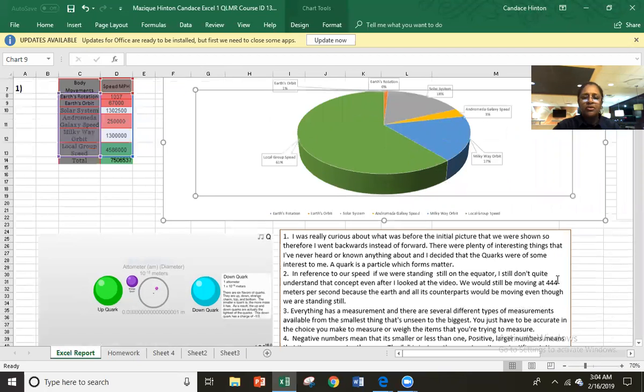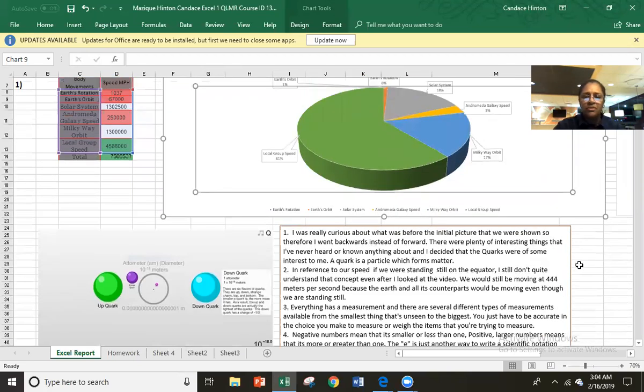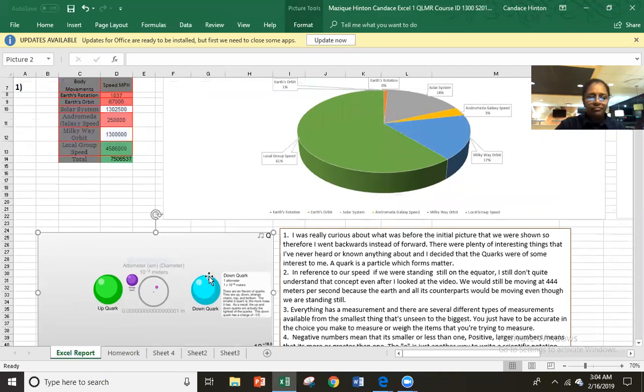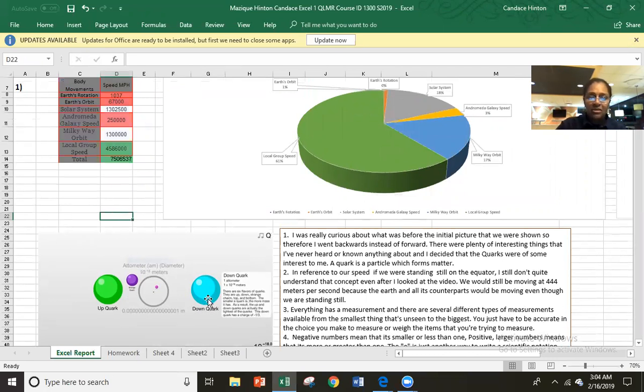I was really curious about what was before the initial picture. As you see, we have a lot of pictures of things in different sizes. So when we were shown them, instead of going forward, I went backwards.